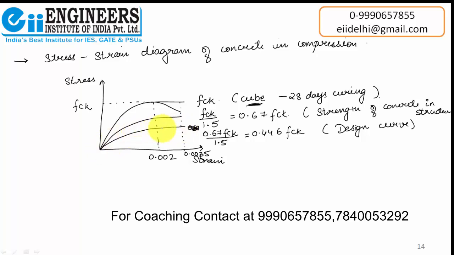This is a parabolic portion, this is a straight line portion from 0.002 to 0.0035, and this we have assumed as a straight line, okay, for our analysis purpose.